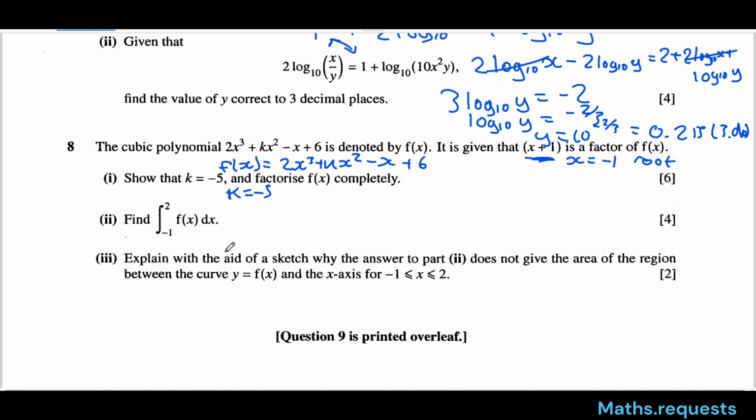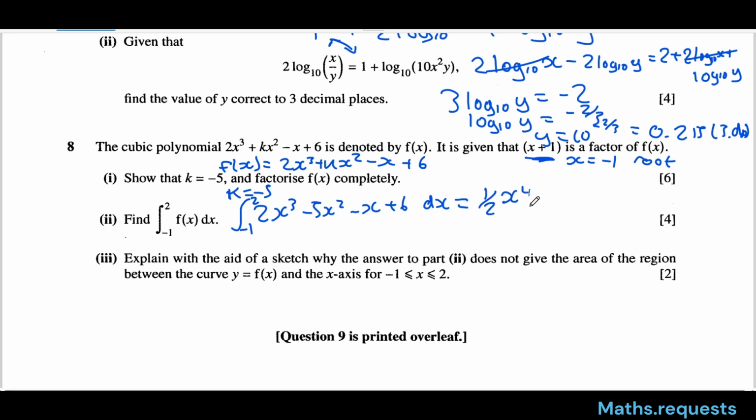Find the integral of f of x with respect to x, upper bound 2 and lower bound minus 1. So the integral of 2x cubed minus 5x squared minus x plus 6, upper bound 2, lower bound minus 1, with respect to x. We're going to just use the power rule. So x cubed, we add the power, x to the power 4, and then divide the coefficient by the power.